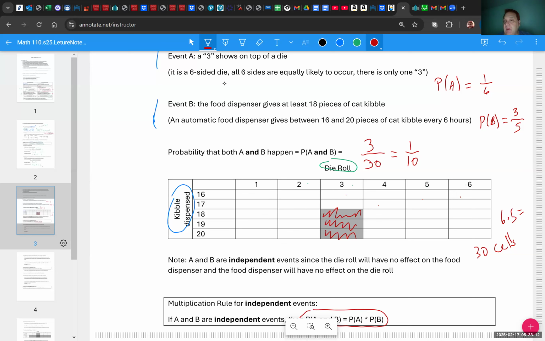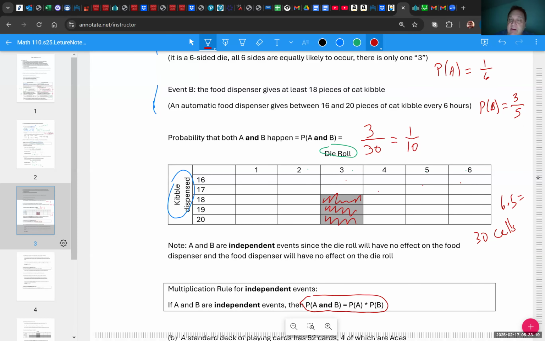So according to this formula, the probability of A and B occurring is the probability of A times the probability of B. Well, probability A is 1/6. The probability of B is 3/5. And let's multiply those two fractions together. To multiply fractions, I just multiply across the top. 1 times 3 is 3. And multiply across the bottom, 6 times 5 is 30. And you can see I get the same result as I got before.